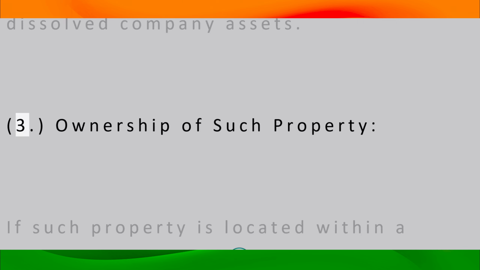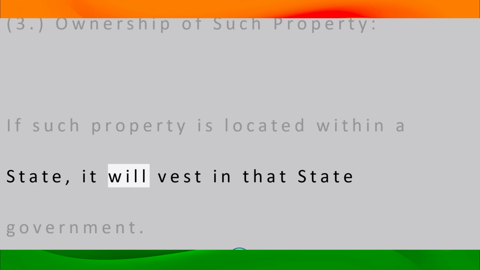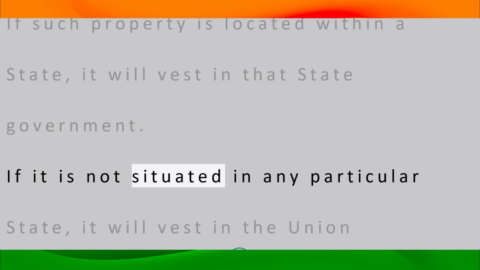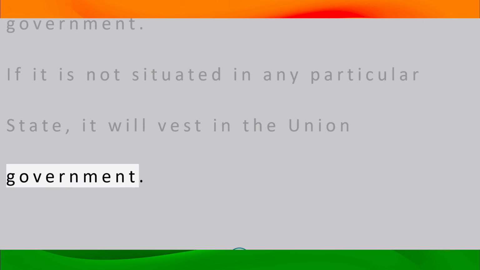3. Ownership of such property. If such property is located within a state, it will vest in that state government. If it is not situated in any particular state, it will vest in the union government.